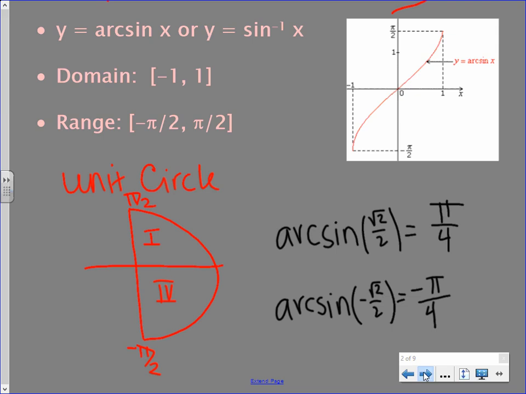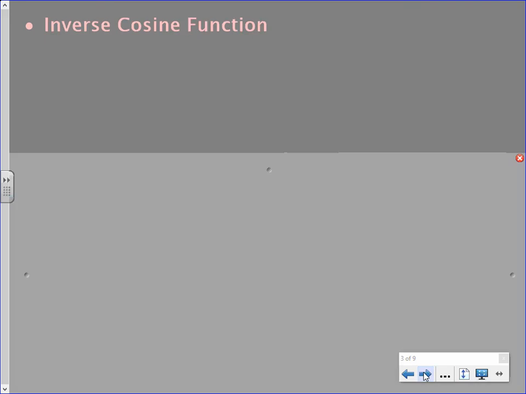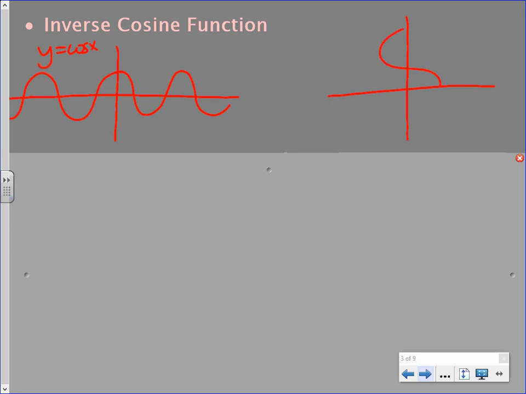All right, let's do the same thing with cosine and then eventually tangent. The cosine function looks like this. Domain, all real numbers, range, negative 1 to 1. Okay? If we reflect it about y equals x to get the inverse, we get something that looks like that. Not okay, right? It's not a function.